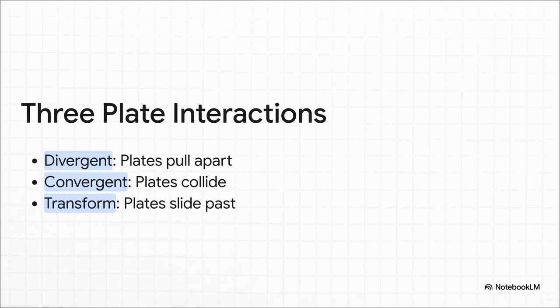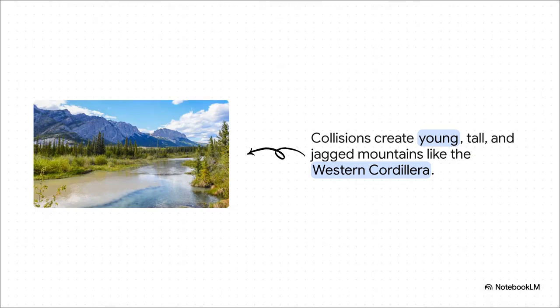Plates can pull apart, that's called divergent. They can slide right past each other, which is transform. Or, and this is the one we really care about for mountain building, they can smash right into each other. That's a convergent boundary. So when 2 of these continent-sized plates collide, all that incredible force and pressure has to go somewhere, right? And that somewhere is up. The rock buckles, it folds, it breaks, and it gets shoved towards the sky. And that's how you get what we call geologically young mountains, tall, sharp, and jagged, just like the ones you see here in the Western Cordillera.